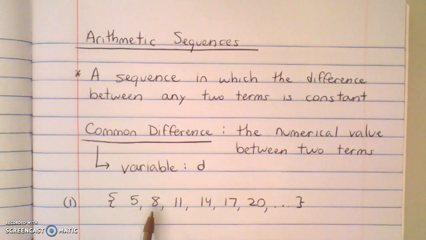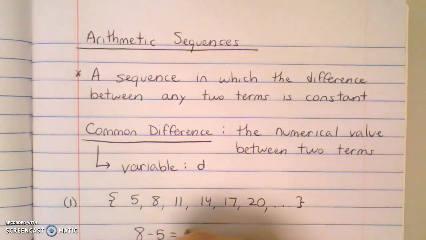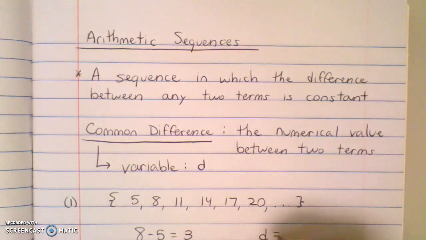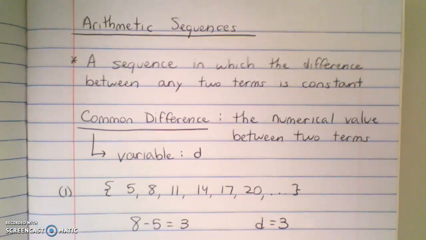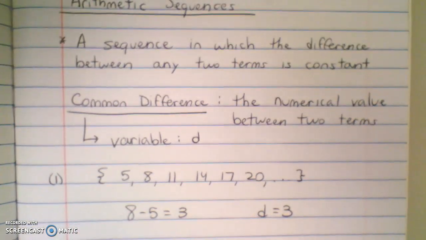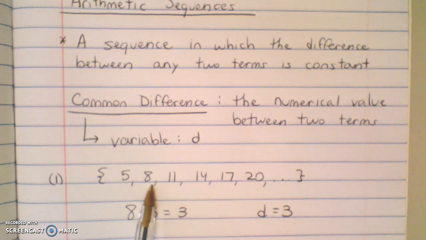To find the common difference, remember, we just take the second term minus the first term. So 8 minus 5 equals 3. So in this problem, d equals 3. That's my common difference. So I'm increasing by 3. That's my constant change in this sequence. And that would work. We could pick any two numbers here that are consecutive. 11 minus 8 is 3. 14 minus 11 is 3. 17 minus 14 is 3. So I know this list is changing by 3s.